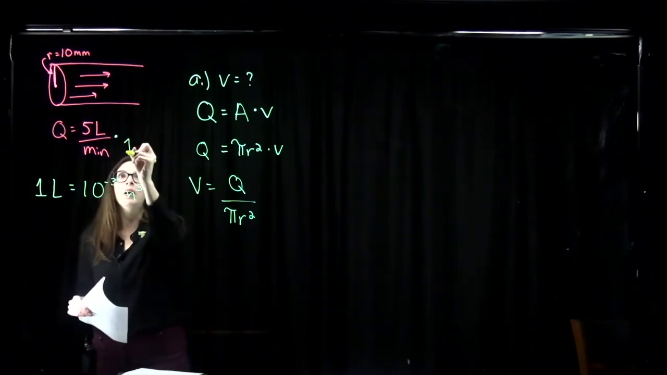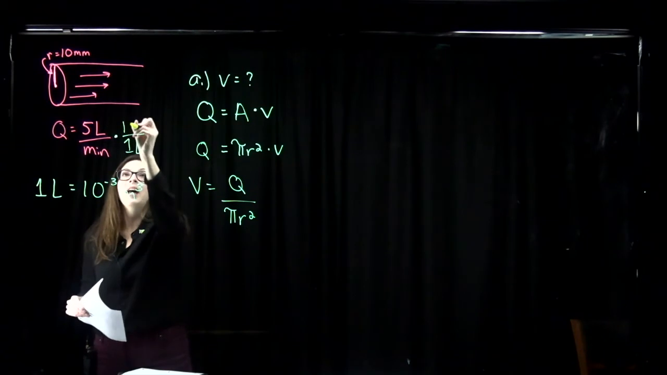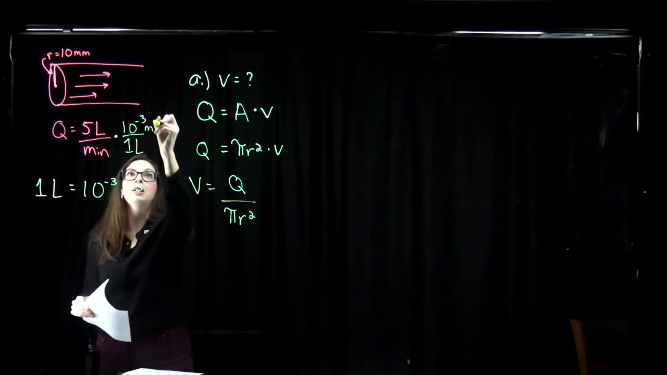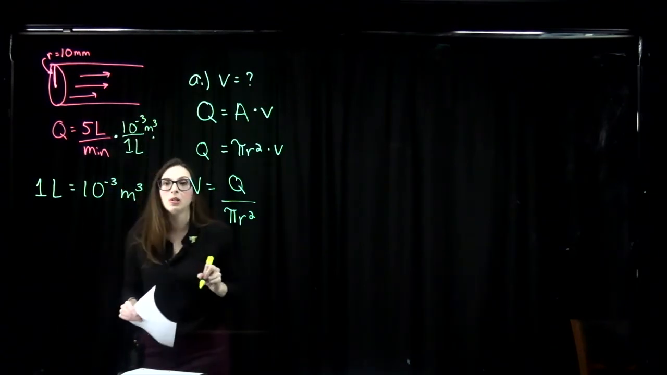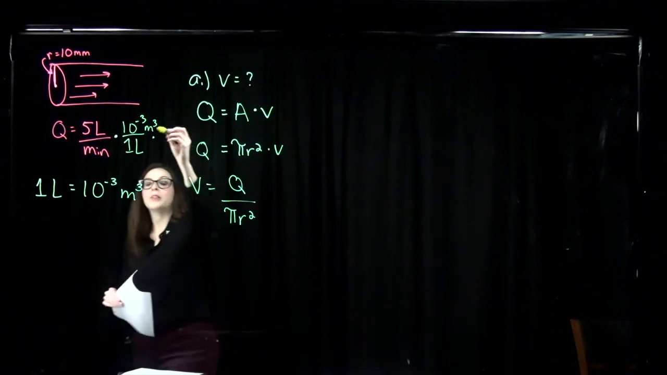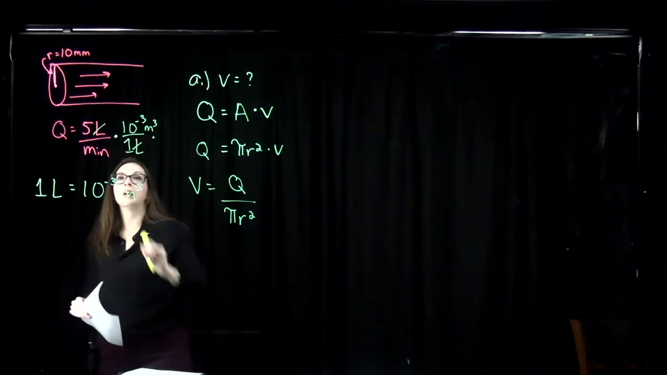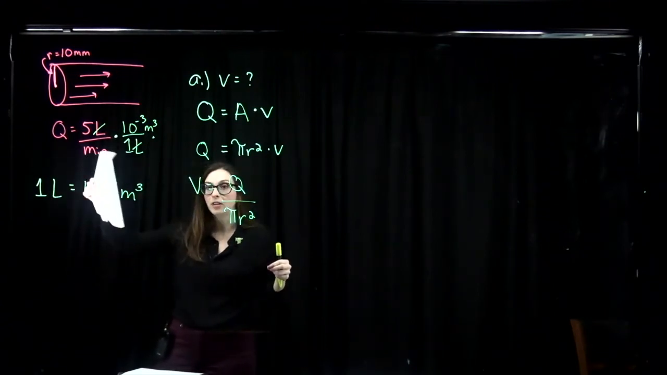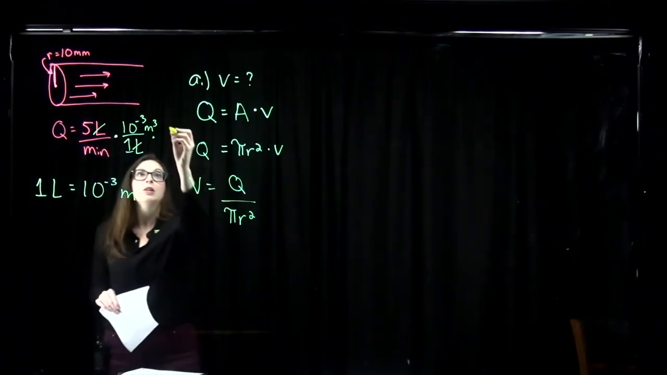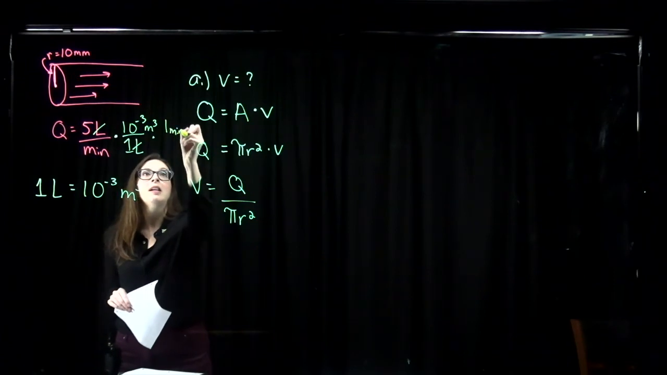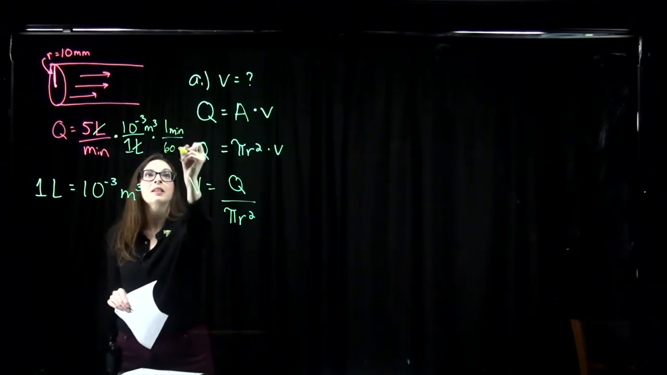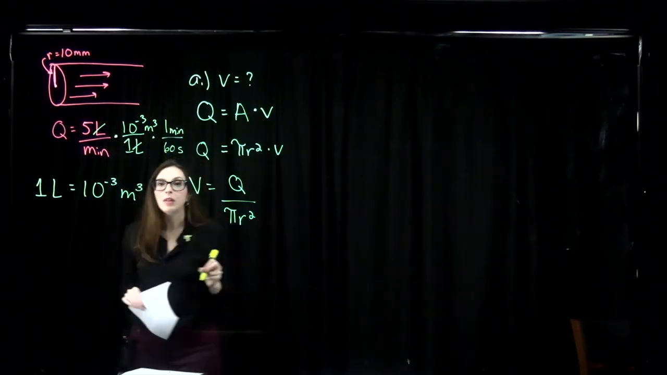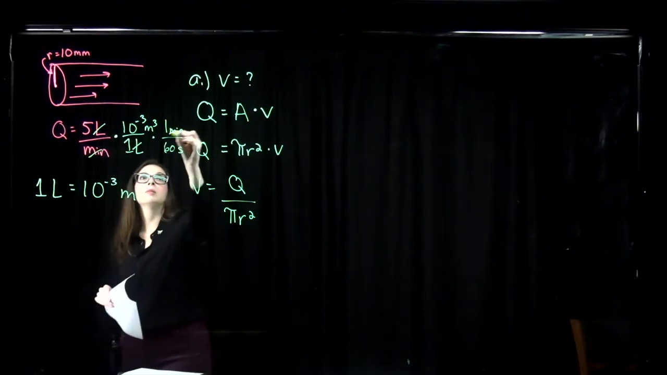We know that in 1 liter, there's 10 to the minus 3 meters cubed. And then we multiply by that, so that gets rid of our liters, okay? Then we multiply by another conversion factor to get our minutes into seconds. We know that in 1 minute, there's 60 seconds, okay? So then my minute cancels with the minute.